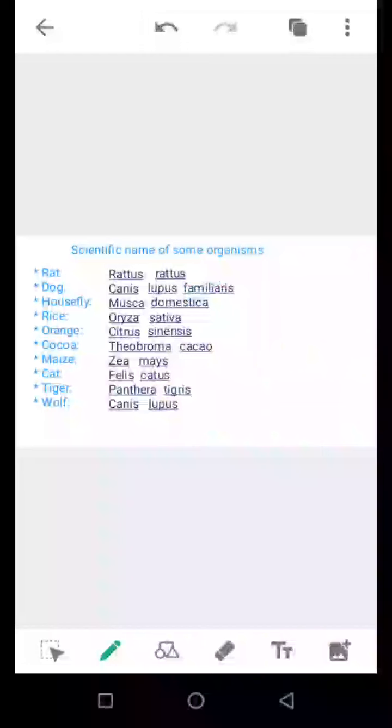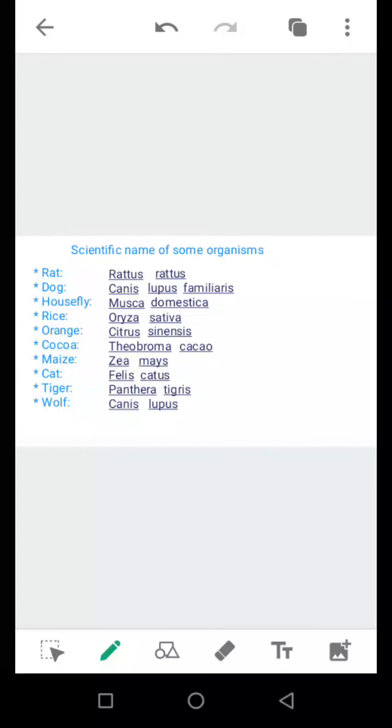We have housefly. The scientific name of housefly is Musca domestica. We have rice, the rice that we eat. The scientific name is Oryza sativa. We have orange. Orange is a citrus plant. The scientific name is Citrus sinensis. We have cocoa. Cocoa that is used to make our beverage tea. The scientific name is Theobroma cacao. We have maize. The scientific name of maize is Zea mays. We have cat. The scientific name of cat is Felis catus.